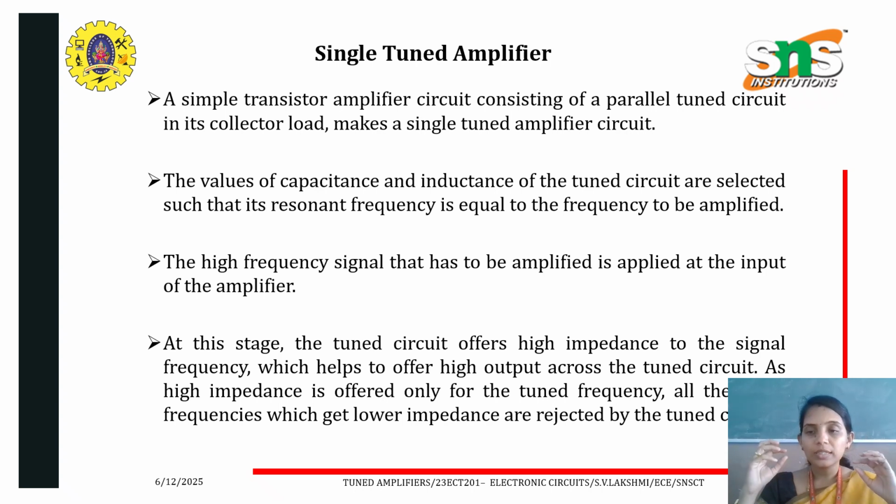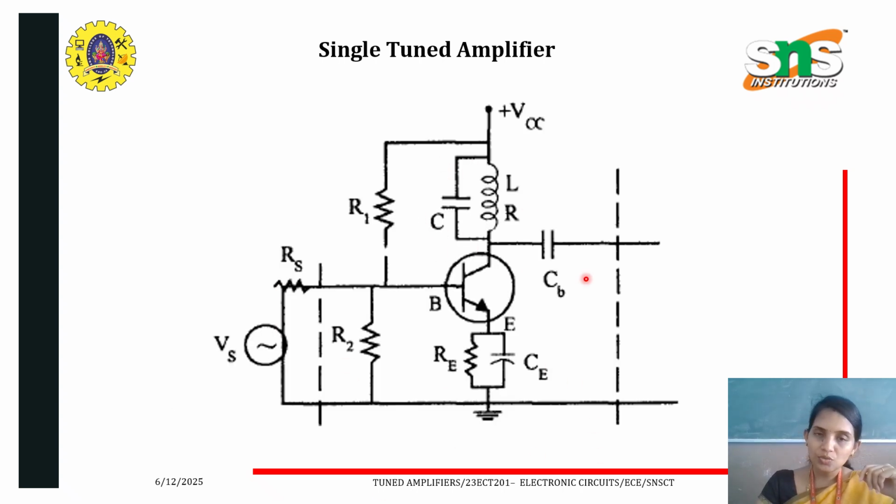At this stage, the circuit offers higher impedance and the signal frequency gives a high output across the tuned circuit. The high impedance is offered only for the tuned frequency, and all other frequencies, which get lower impedance, are rejected by the tuned circuit, which is inserted at the load of a common emitter amplifier. You can see that this is a circuit of a common emitter amplifier. At its load, I have included the tuned circuit LC. The values of this inductance and capacitance will decide the frequency, and the input signal is given at the base here.